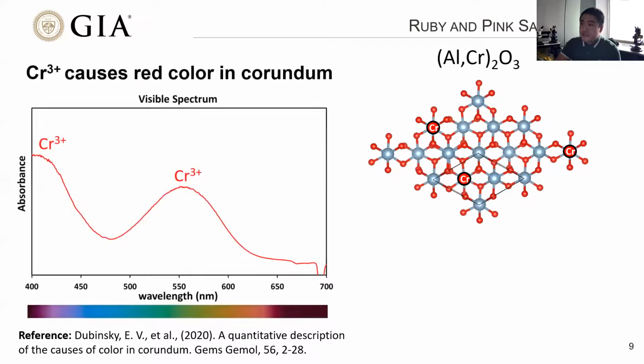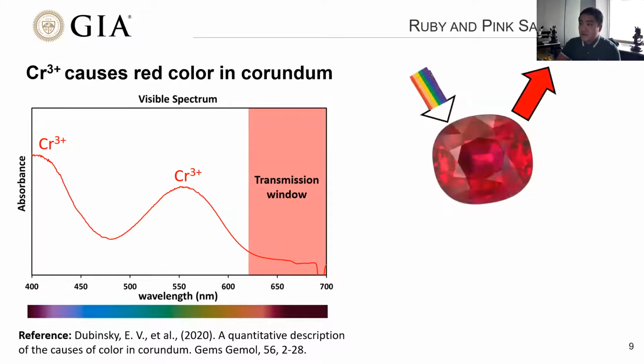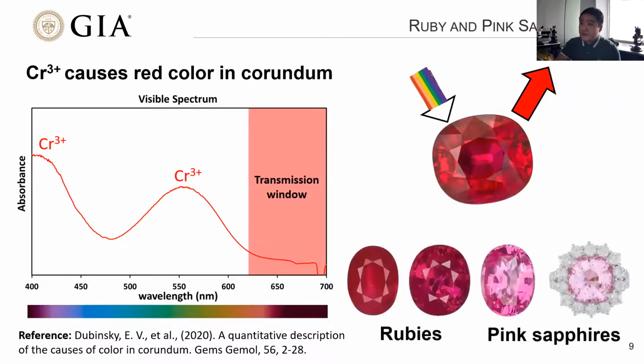Chromium is a trace element primarily responsible for coloring ruby red and sapphire pink. When a small amount of aluminum atoms in the corundum lattice are replaced by chromium atoms, chromium ions absorb purple, blue, green, and yellow wavelengths of light strongly, resulting in a relatively large amount of red wavelengths of light passing through corundum. What we see is ruby. When there are not so many chromium ions replacing aluminum in the corundum lattice, a lighter colored pink sapphire is seen.